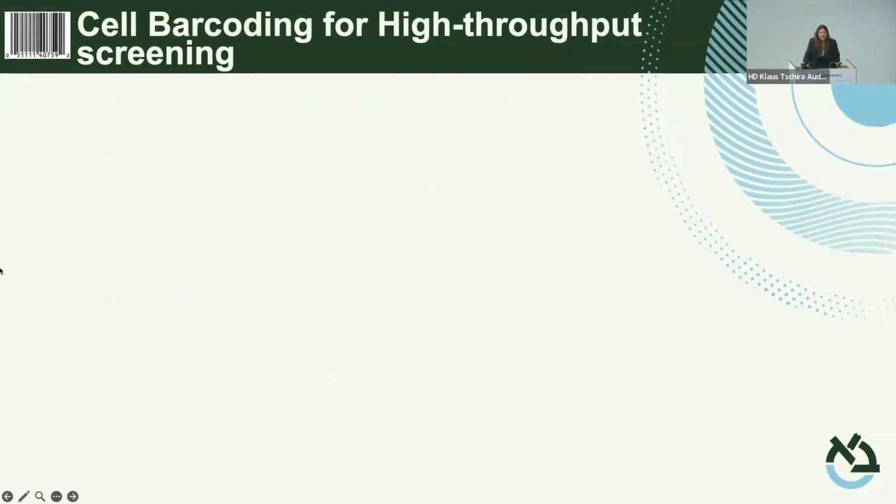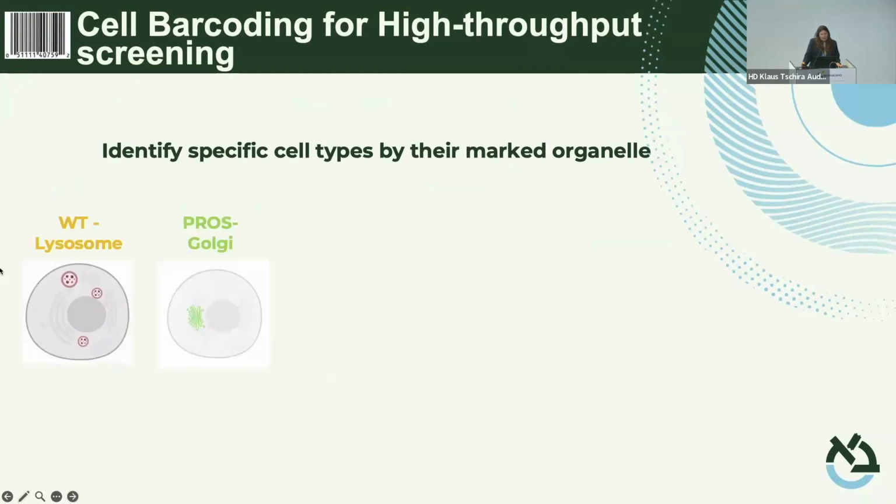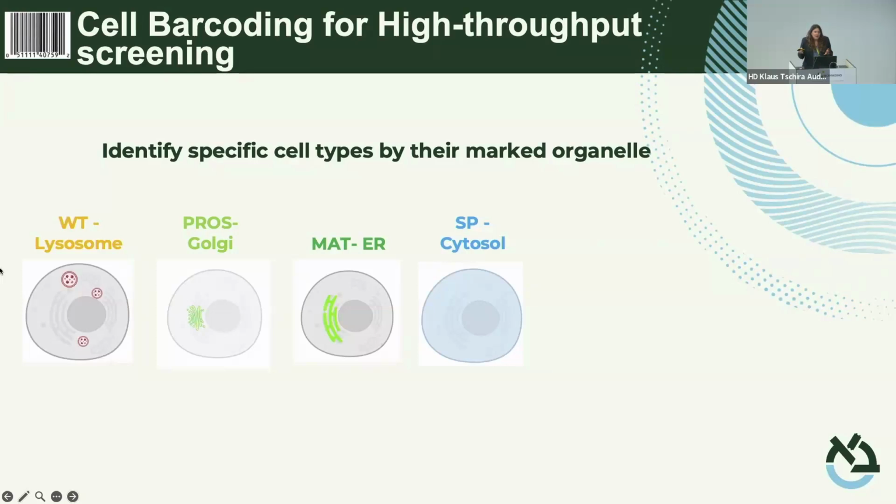We introduced a method which we call cell barcoding. What we do is we created these cell lines. Each one is a different mutant, and each was expressing a marker in a different color and in a different organelle in the cell. For example, we have the wild type that will be expressing red in the lysosome, okay? Another will be in the Golgi or the ER or in the cytosol, corresponding to where it should be.